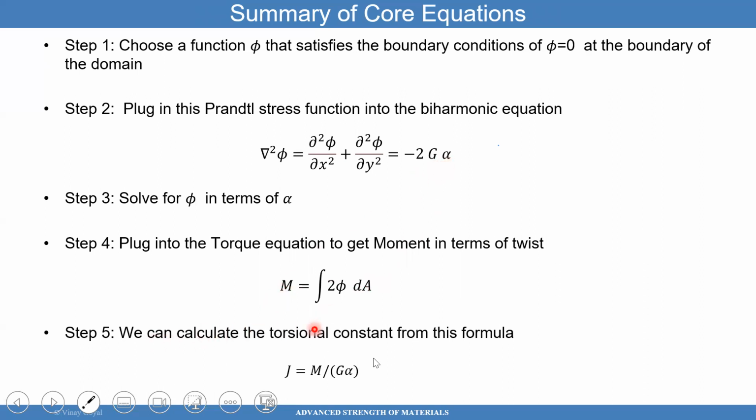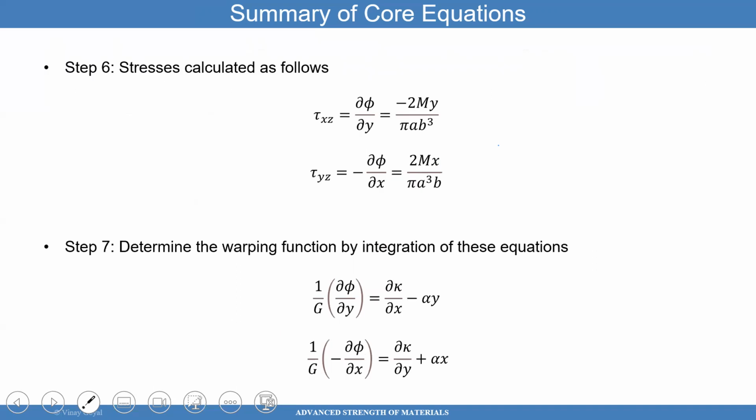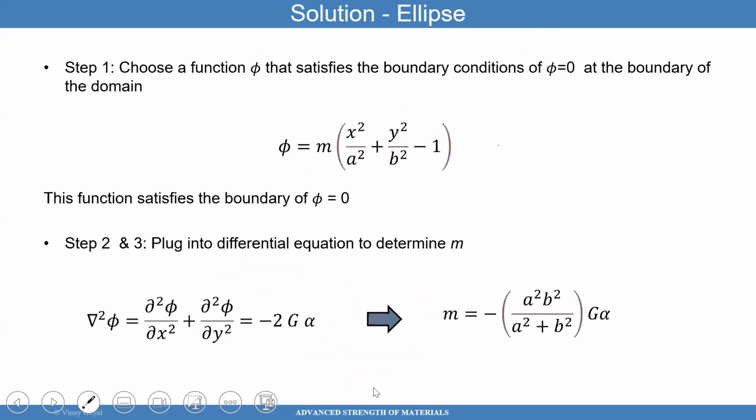We can then calculate the torsional constant coefficient, or the polar moment of inertia J, for this cross-section. And then you're going to be able to solve for shear stresses and ignore this on the right-hand side. And then you'll determine the warping function by integrating these equations. So let's step into the actual solution process.